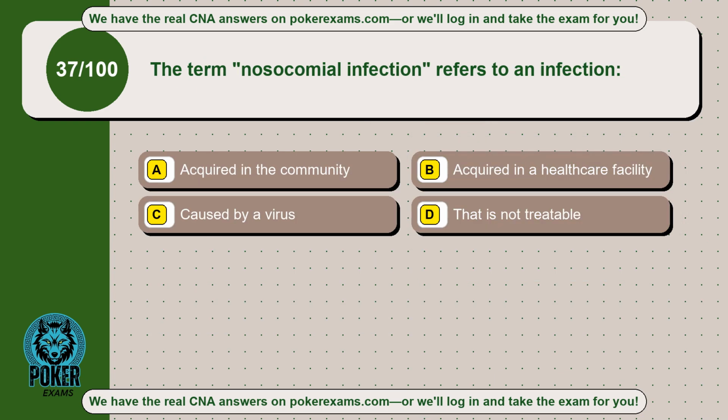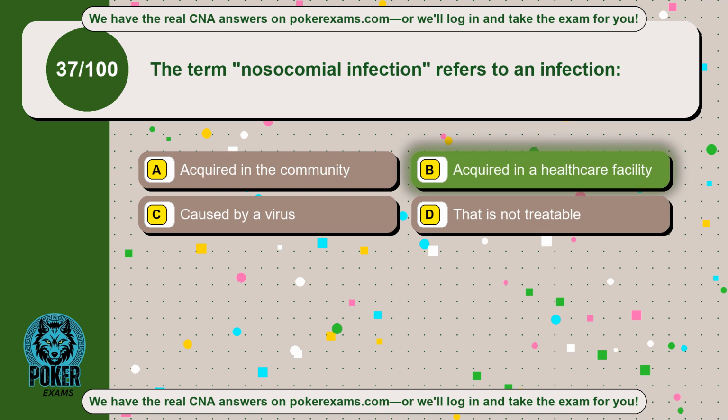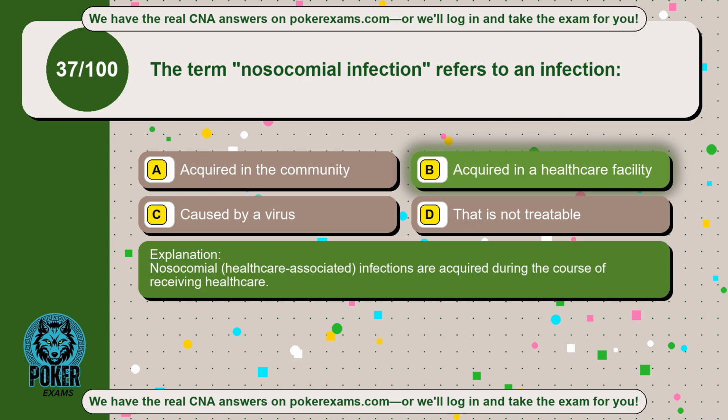Question 37. The term nosocomial infection refers to an infection. Option A, acquired in the community. Option B, acquired in a healthcare facility. Option C, caused by a virus. Option D, that is not treatable. The correct answer is option B. Acquired in a healthcare facility. Nosocomial, healthcare associated, infections are acquired during the course of receiving healthcare.